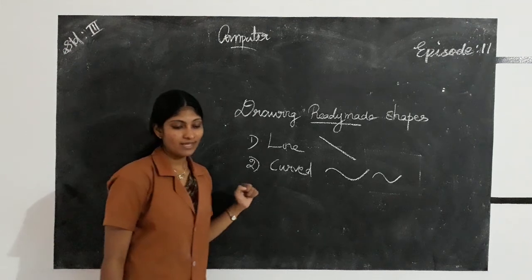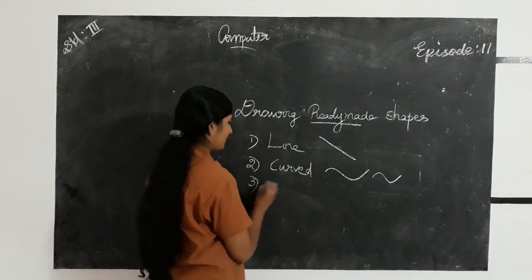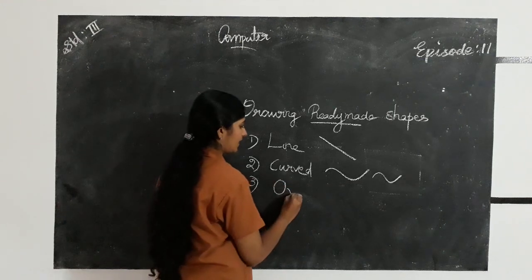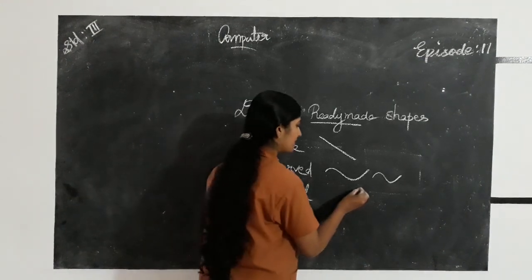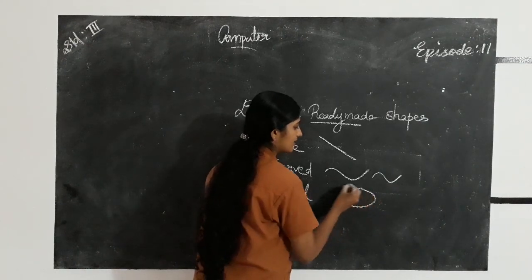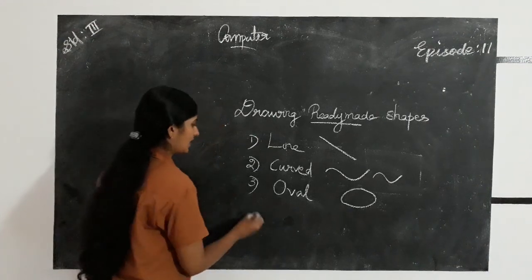Curved shape. Then third one is oval shape. O-V-A-L. Oval. Oval shape. Oval shape is like egg. This is oval shape. And fourth one, rectangle shape.